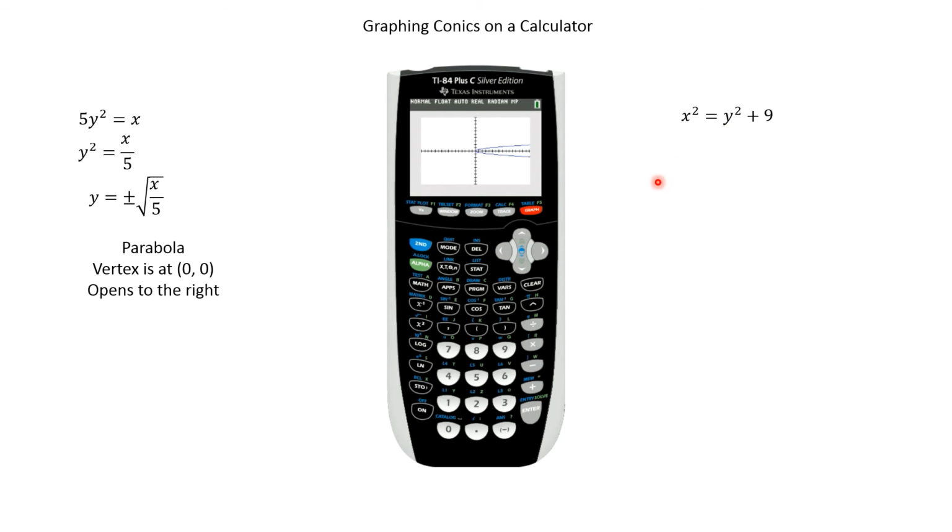So this one, we need to solve for y equals. So solve for y. So we subtract 9, and we can square root both sides. So y equals plus or minus the square root of x squared minus 9, which again is not x minus 3. It's the square root of x squared minus 9. And we can graph it.